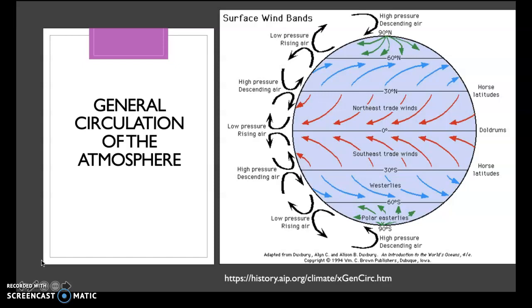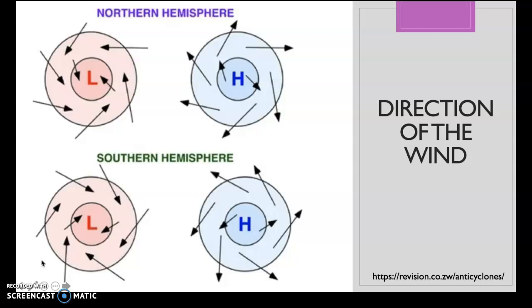So we're going to be talking about the general circulation of the atmosphere, and the circulation of the atmosphere has an impact on the wind, weather, and the climate, and during this we'll talk about some of the things that impact it. So first we're going to talk about the direction of the wind.